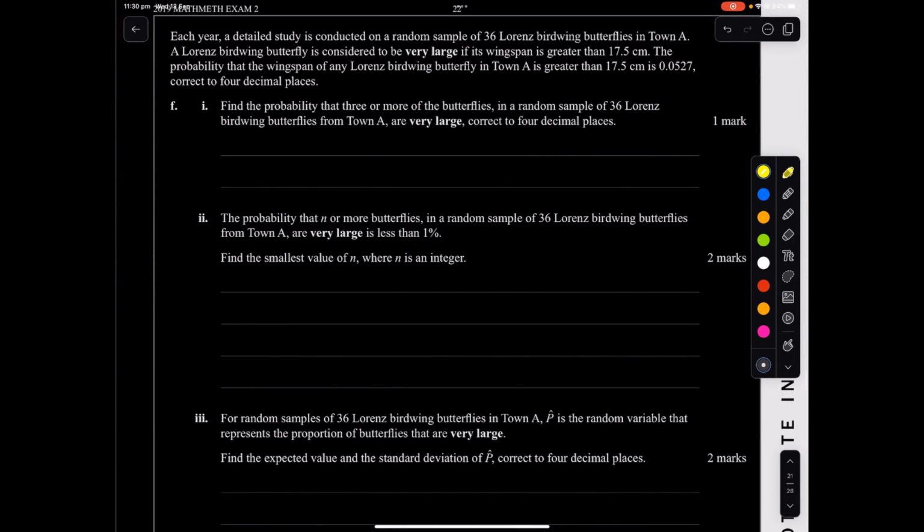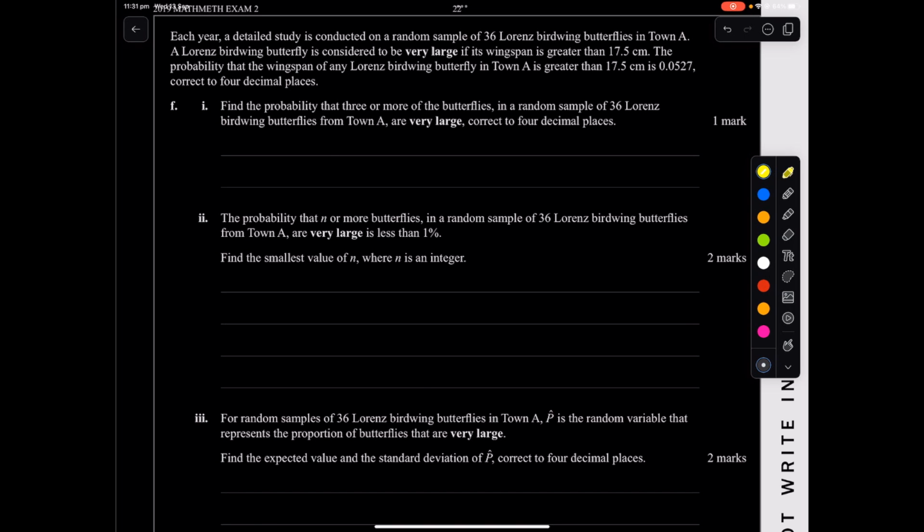Each year, a detailed study is conducted on a random sample of 36 Lawrence bird-winged butterflies in town A. A Lawrence bird-winged butterfly is considered to be very large if its wingspan is greater than a given value. The probability that the wingspan of any Lawrence bird-winged butterfly in town A is greater than this is given, correct to 4 decimal places. Find the probability that 3 or more of the butterflies in a random sample of 36 Lawrence bird-winged butterflies from town A are very large.